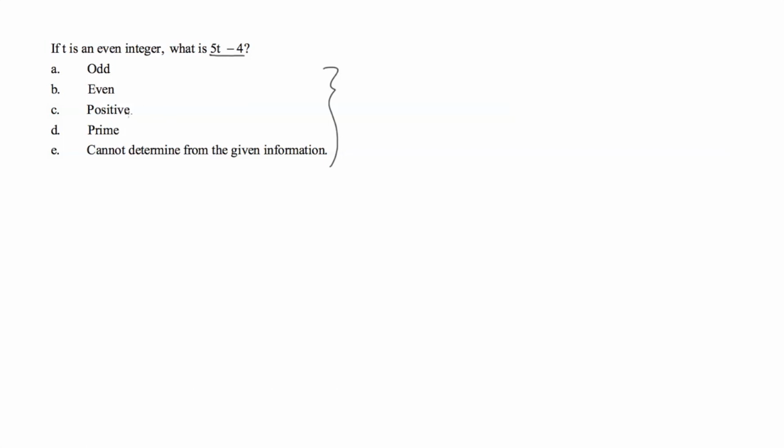What we're doing is we're trying to see what type of number results when we subtract 4 from 5t, when t is an even integer. So for these types of questions, the best way to do this is just to plug in t values. Now, t can be whatever number you choose as long as it's an even integer. So pick a number for t. In this case, I'm just going to choose 2.